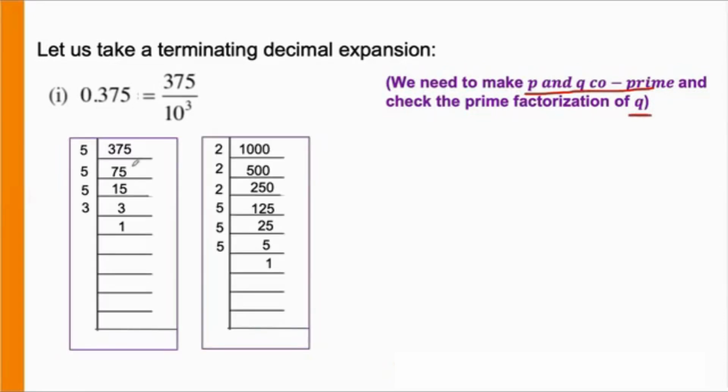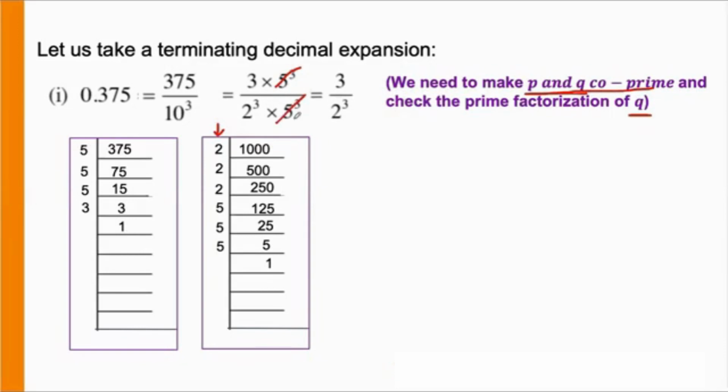So after making them co-prime, we will check the prime factorization of the denominator. So let's prime factorize them. Now 375, when you divide it by 5, you get 75. Again by 5, you get 15, 5, 3, 3, 1. And 1000's prime factorization is 2. If you divide by 2, you have 500, 2, then 250, again with 2, 125, again with 5, 25, 5, 5, 5, 1. And so we can write 375 as 3 into 5 cube and 1000 as 2 cube into 5 cube.